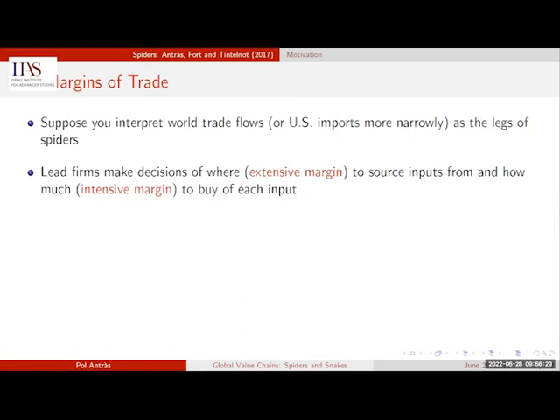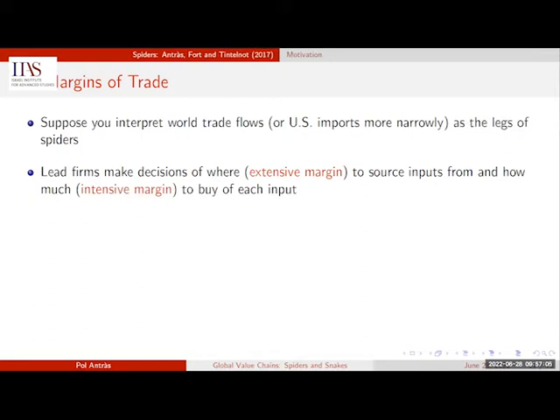Spiders. Conceptually, let's push the notion that when I see aggregate trade flows across countries, perhaps I can think about it from the point of view of producers in a country realizing that there's a demand for their goods abroad, making investments to be able to sell those goods abroad, and then aggregating those firm-level decisions, which is the core of the Melitz framework. Perhaps that's not the only way to think about it.